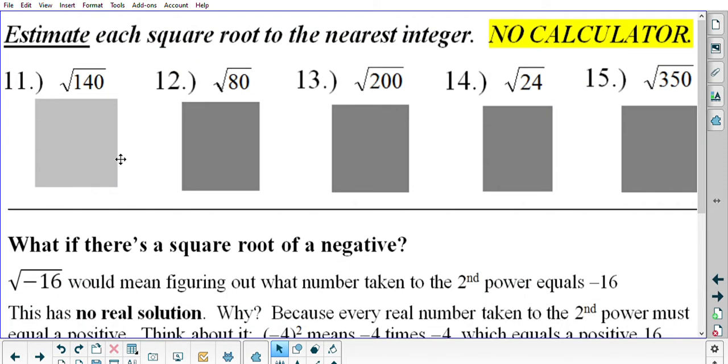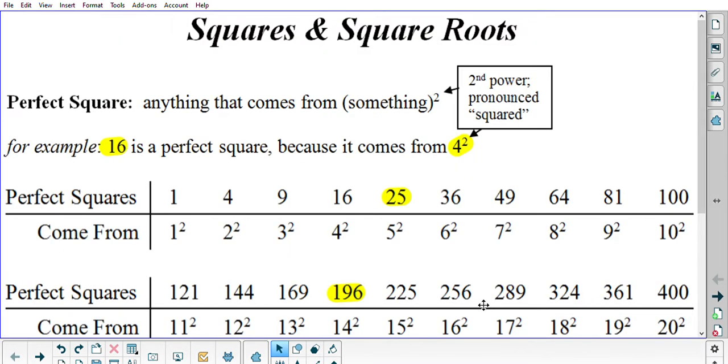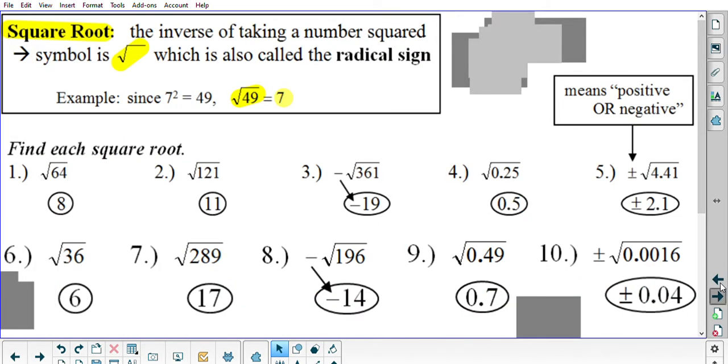So, problem number 11. Can you find the number from the chart that would be close to the 140 that is inside of the square root symbol? What perfect square is closest to the 140? Well, if you go to your chart, you will see that 144 is a perfect square, and it's very close to 140. In fact, it's closer to 140 than any of the other perfect squares on the chart. 144 is the closest to 140. Therefore, that's the number we want to use.